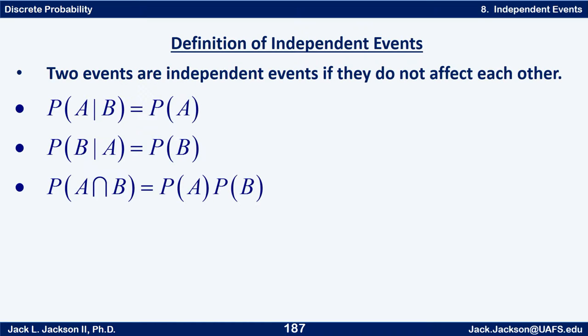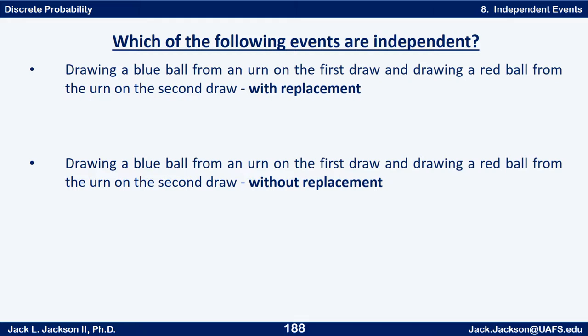It's also true that they're independent if the probability of A given B is the same as the probability of A, and A and B are independent if the probability of B given A is the probability of B. So basically what this is saying is that 2 events are independent events if and only if they do not affect each other. One has no effect on the probability of the other.